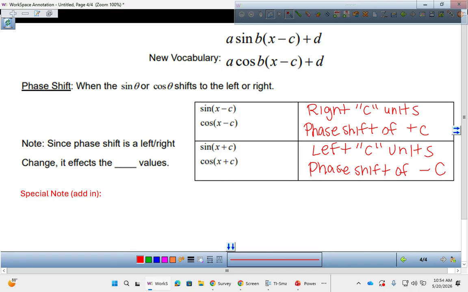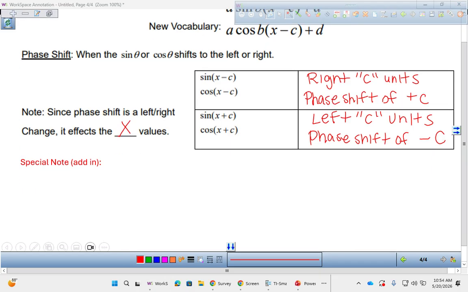All right. Since phase shift is a left and a right change, we are going to change the x values. But if I'm referring to this as a race, right? Me moving the graph left and right is giving somebody a head start or less than a head start. It's not going to change how fast of a runner they are, okay? If I give you a head start, you're still the same pace that you always were, right? So period is the pace that it takes to finish a race. And if I give you a head start, you're still running at the same pace. So a phase change does not impact the period.